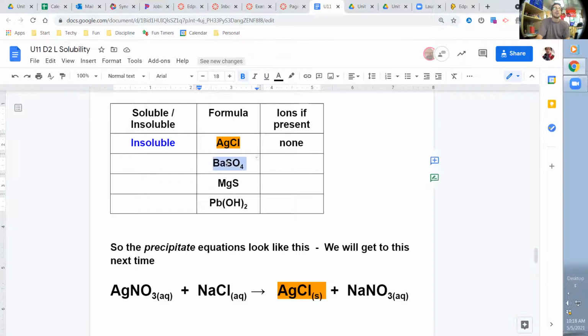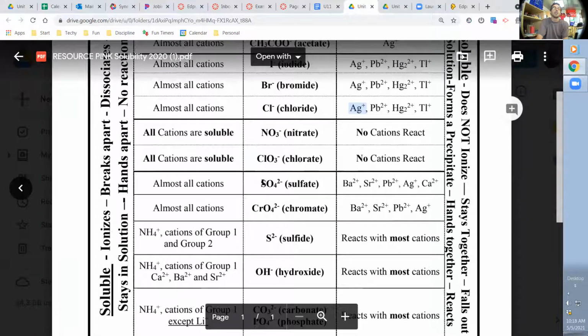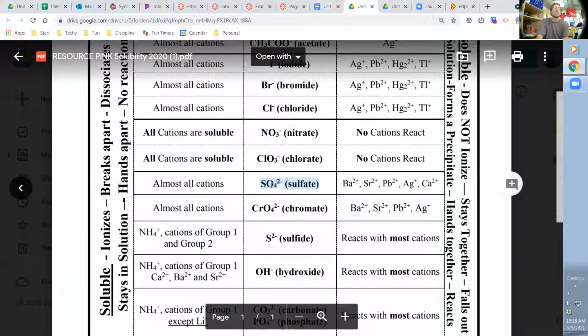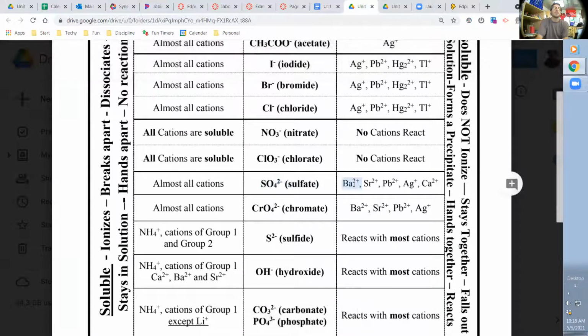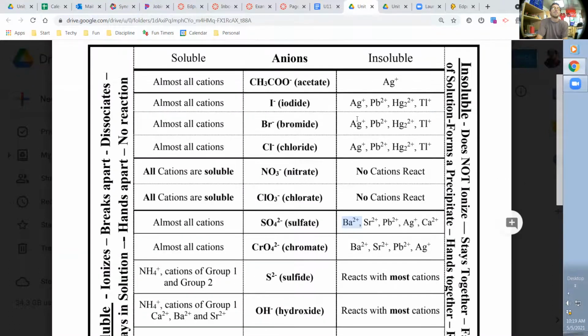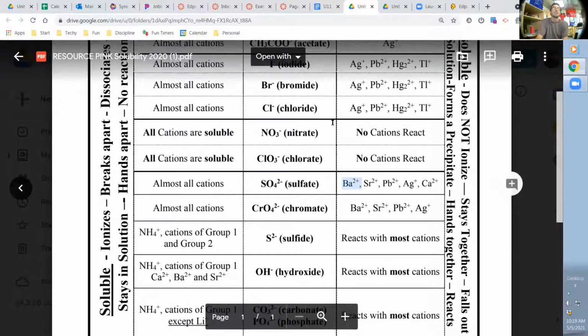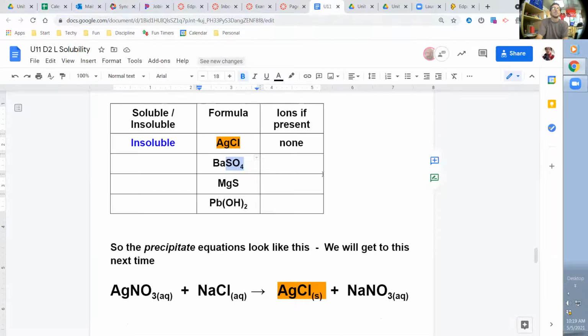Barium sulfate. Sulfate is the anion, so that's what we should look for on the solubility chart. Sulfate is located right here, and we're looking for barium sulfate. So we can see that barium, located right here, is in the insoluble column. So barium sulfate is insoluble. Okay, so we got to write insoluble right here.